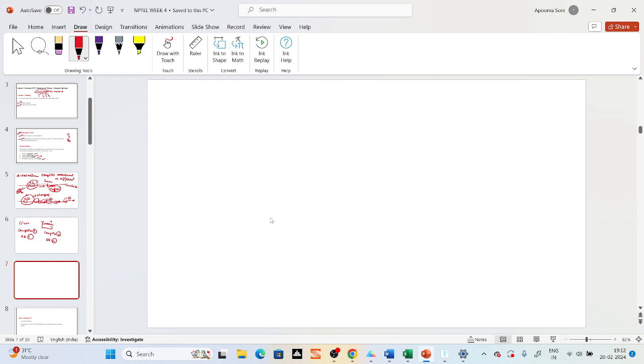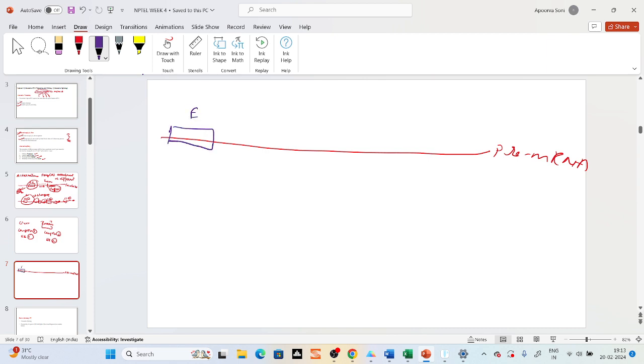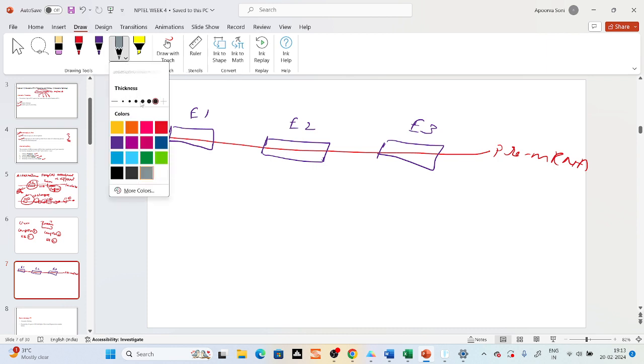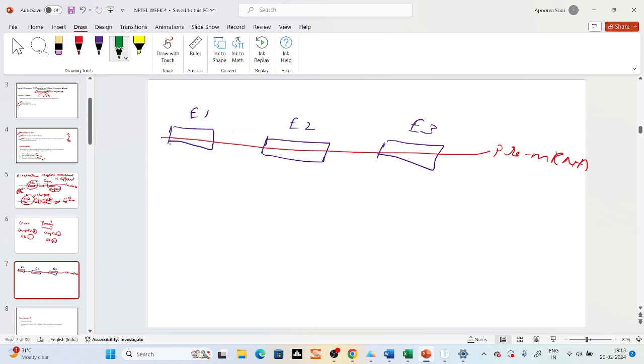Now again, a very important basic concept is alternative splicing. This is your pre-mRNA. This is your exon 1, exon 2, exon 3. In between, you have intron 1, intron 2 and intron 3. This is the basic structure.